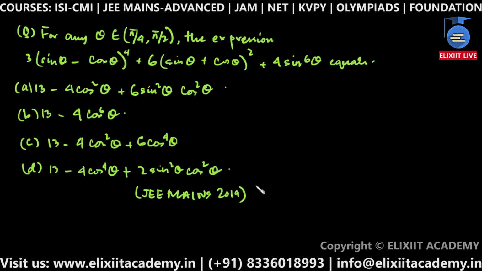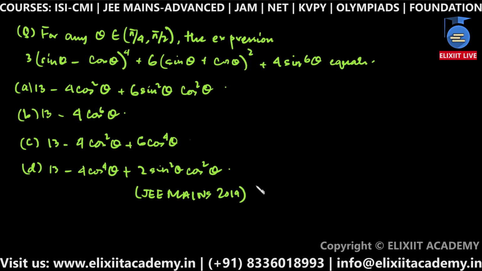So you have this expression: (3 sine theta minus cos theta) whole to the power 4 plus 6 (sine theta plus cos theta) whole square plus 4 sine to the power 6 theta. What is this expression equal to? Simplify this. That is what this question is saying. Simplify this expression and say what it equals. Okay.